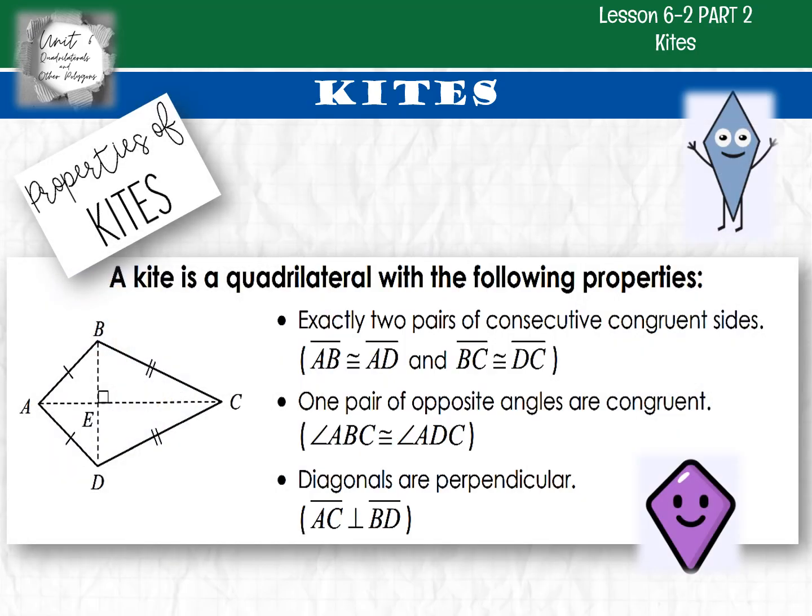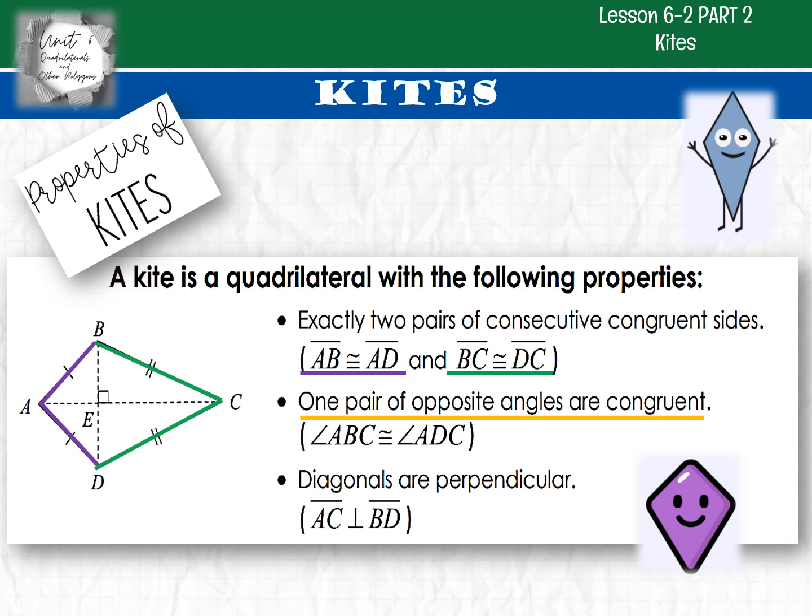Properties of kites. A kite is a quadrilateral, four-sided figure, with the following properties. Exactly two pairs of consecutive congruent sides. So segment AB is congruent to segment AD. Those are consecutive. They're also marked. Segment BC is congruent to segment DC. Those are congruent in green. They're also marked with two slashes.